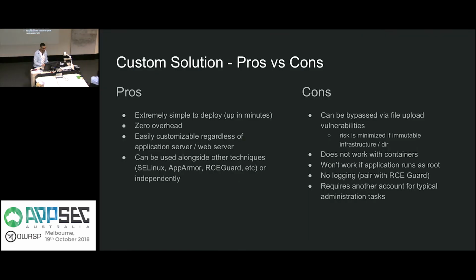Okay, so pros and cons of this solution. It's extremely simple to deploy. You could actually do this to protect basically any application in about 5 minutes. There's 0 overhead while it's running. And it can be used alongside other techniques I covered, or by itself. Though it can be bypassed if you have a file upload vulnerability. But if you're using immutable infrastructure methodologies, you're not affected. It doesn't work with containers, which is a bit of a problem, but we're going to solve that.